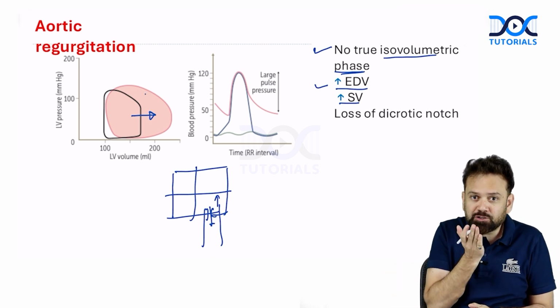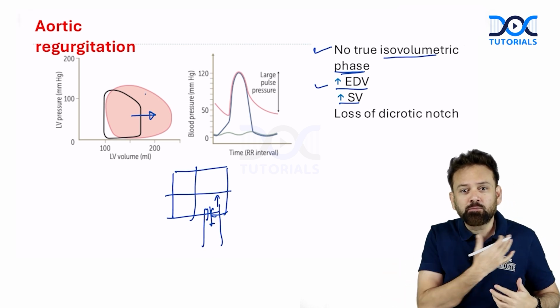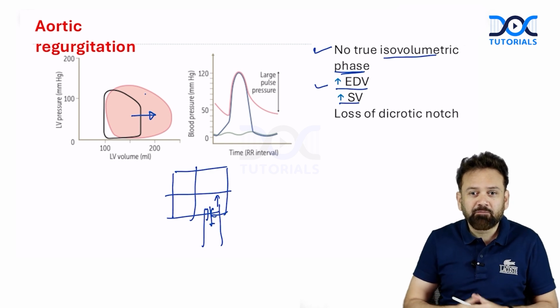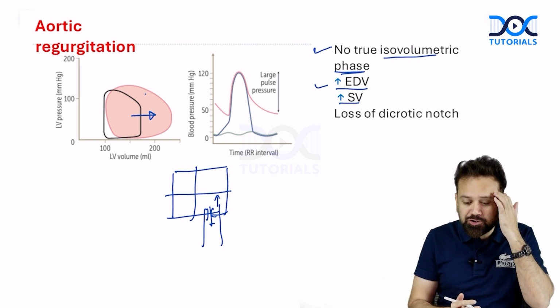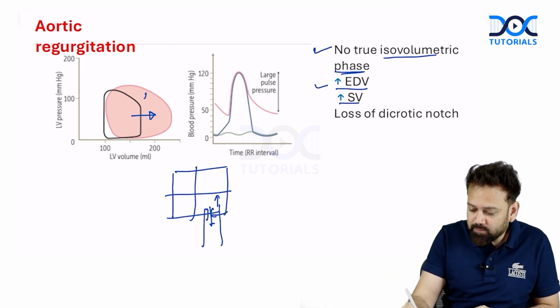So that notch, normally when you are lean and thin, you have a different contour of the body. But when obesity is there, we will lose the notch. So the dicrotic notch is gone. So, loss of dicrotic notch.